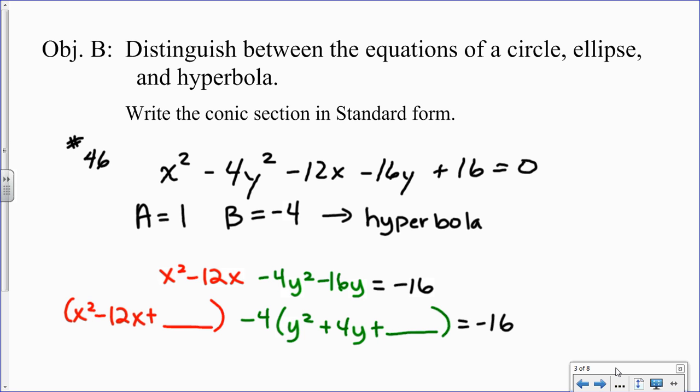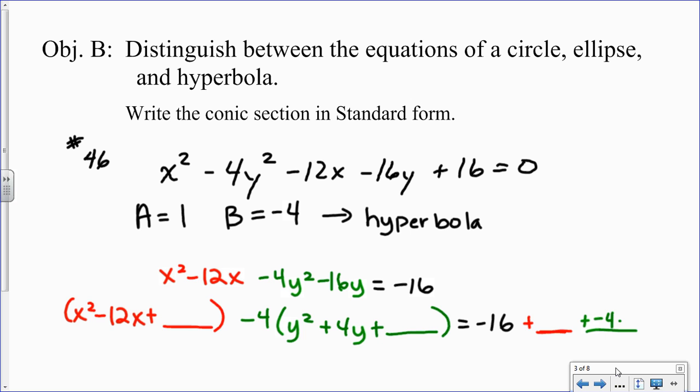Alright, so whatever number I have to add to complete the square for x, I don't have to multiply anything because I didn't factor anything out. Whatever I have to add for y, I have to multiply by negative 4 because I factored out that negative 4.